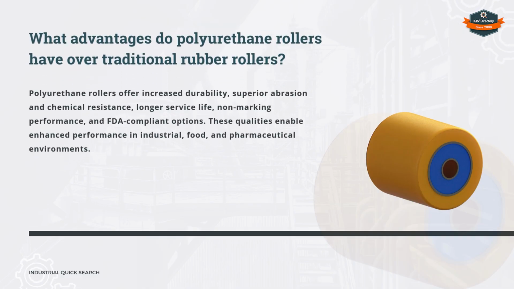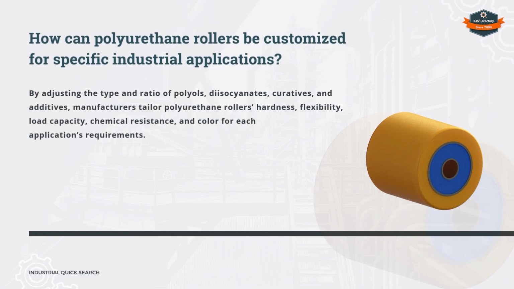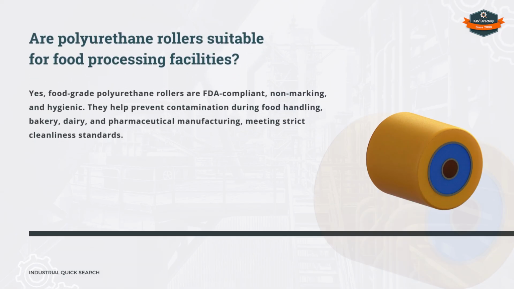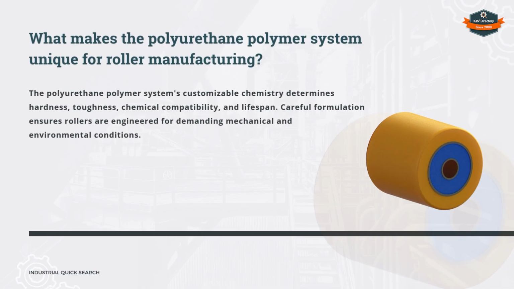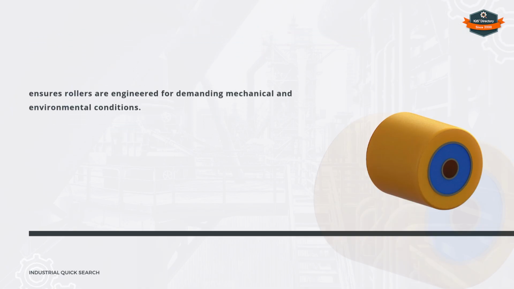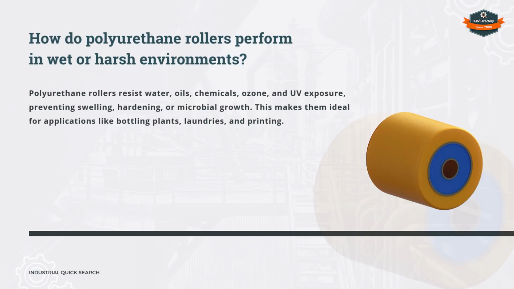What advantages do polyurethane rollers have over traditional rubber rollers? How can polyurethane rollers be customized for specific industrial applications? Are polyurethane rollers suitable for food processing facilities? What makes the polyurethane polymer system unique for roller manufacturing? How do polyurethane rollers perform in wet or harsh environments?